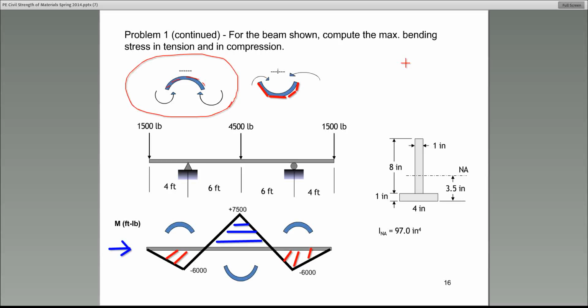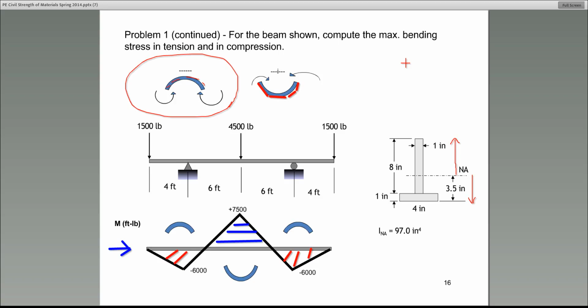All right, guys, here's what we're going to do. I'm looking at slide number 16. The C value is the distance from the neutral axis to the top, or the neutral axis distance to the bottom. Now, which you use is based on whether you are measuring the stress in tension or compression.